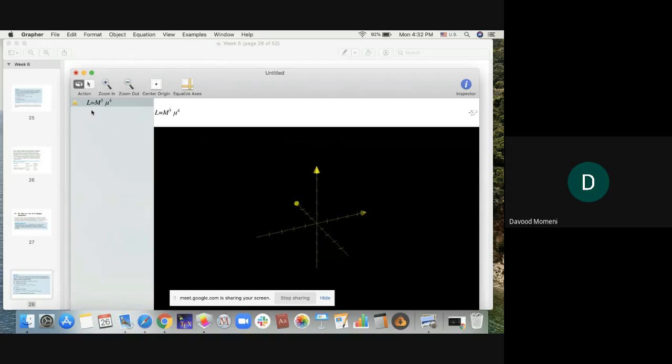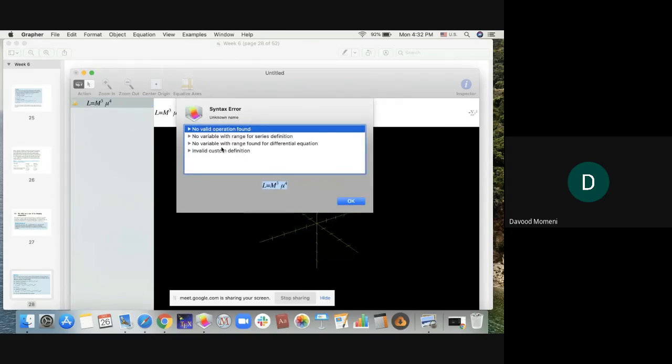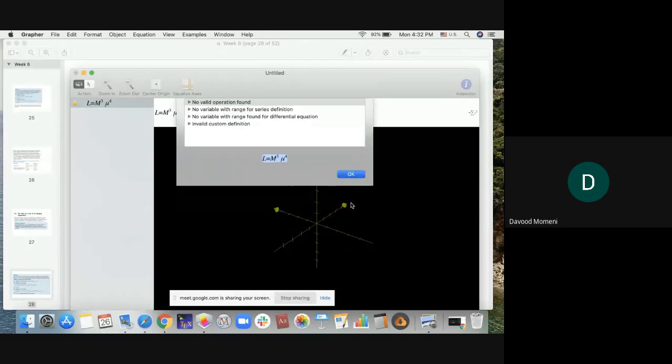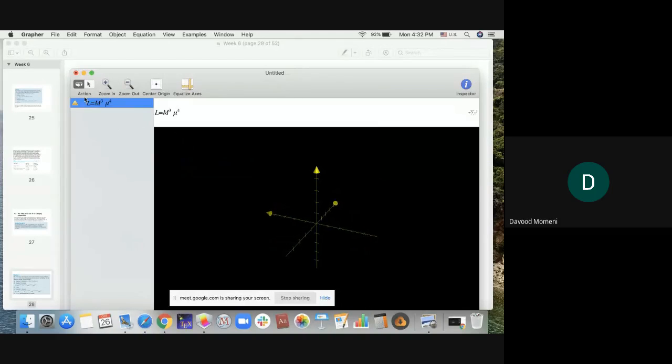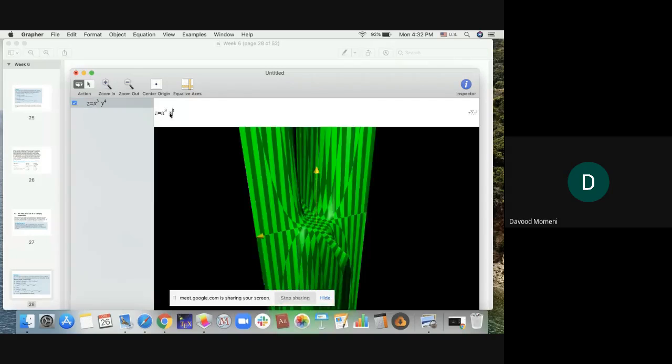What's happened here? No valid equations, no valid range. There is a problem with the range, so let me go back to it. I consider mass as x and chemical potential as mu. I hope it will work.